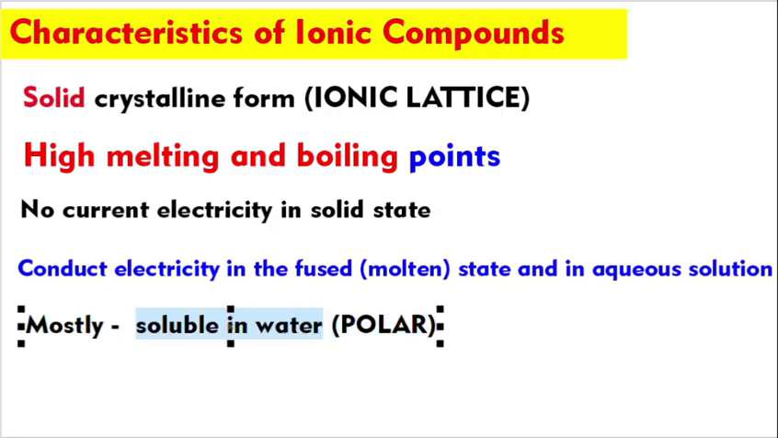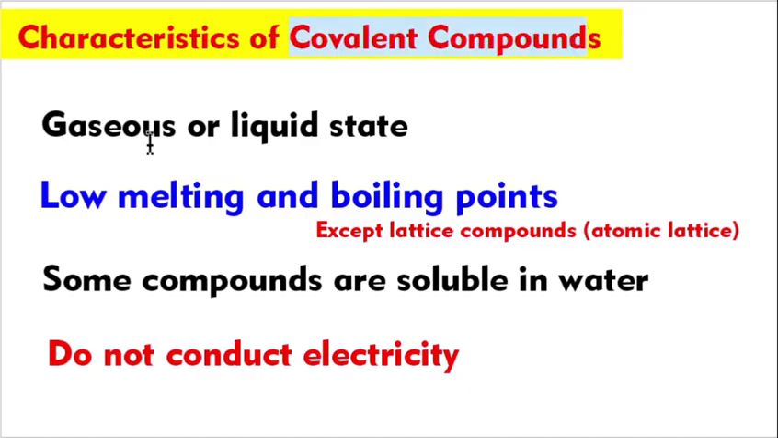Covalent compounds are generally gaseous or liquid. They are found originally as gases or liquids. But the lattice forms like diamond and graphite are solid. Generally, they have low melting and boiling points except the lattice compounds. Only some compounds are soluble in water. Polar compounds are soluble in water. Generally, they do not conduct electricity.